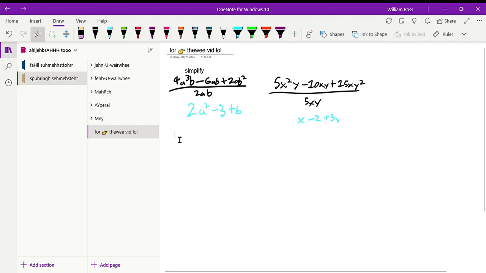And now for long division. Long division, it's so long, I hate it.